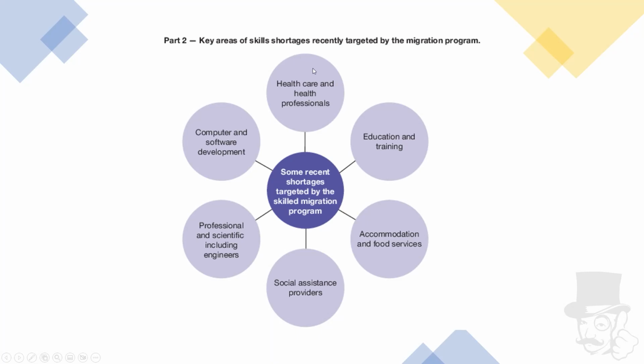So, right now in Australia, these are the key areas of shortages that we have. People in training and education, accommodation and food services, social assistance providers, people within the scientific community including engineers, computer and software development, and healthcare professionals. Well, the healthcare professionals is a given considering the aging population.